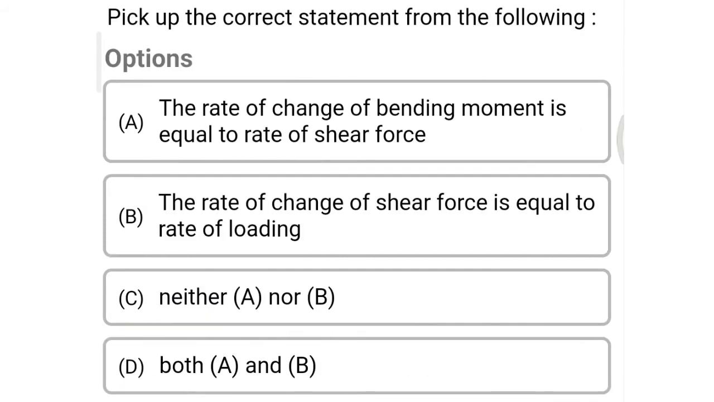So next question, pick up the correct statement from the following. Option A, the rate of change of bending moment is equal to the shear force. Option B, the rate of change of shear force is equal to the rate of loading. Option C, neither A nor B. Option D, both A and B. So the correct answer is option D, both A and B.